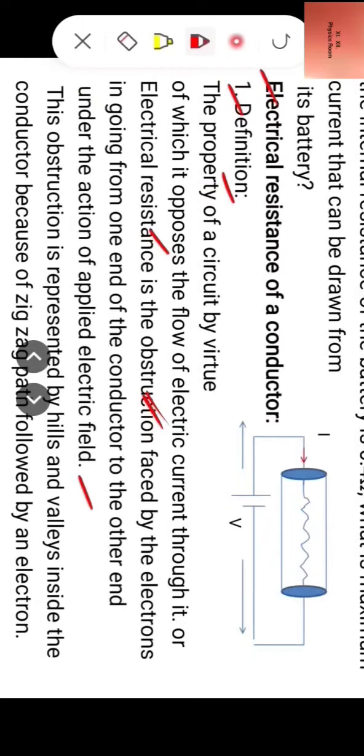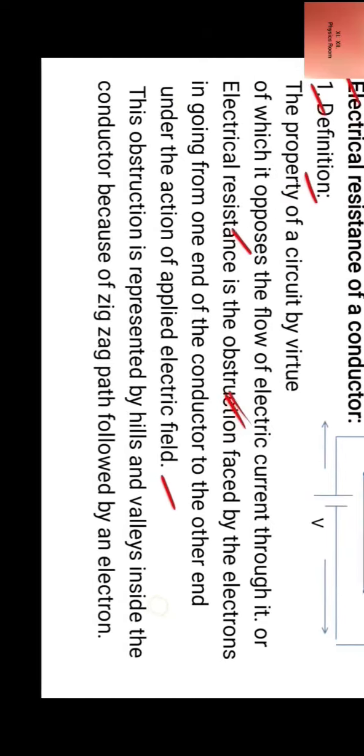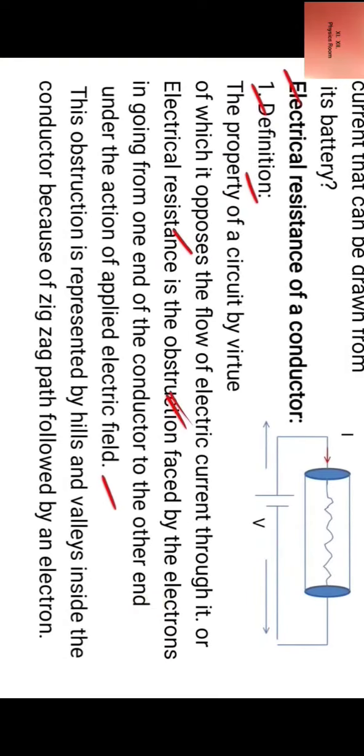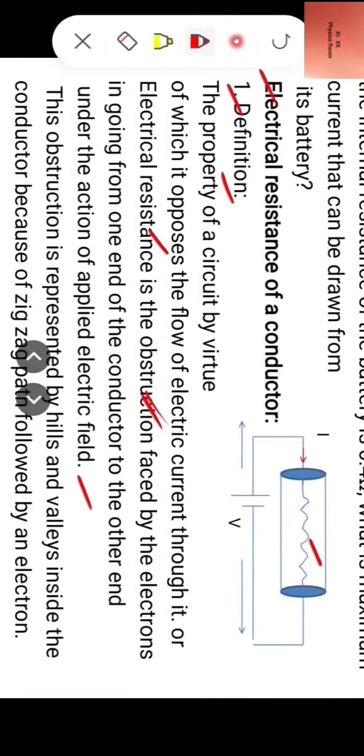This obstruction is represented by hills and valleys inside the conductor because of zigzag path followed by an electron. Now look at the diagram. Here the hills and valleys are there and the electron follows zigzag path. So we represent the resistance by zigzag path.